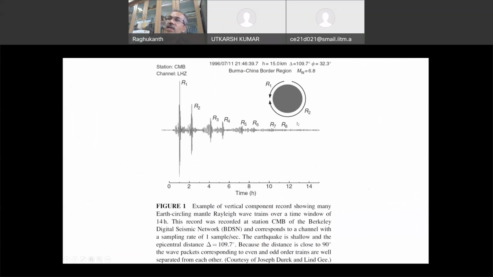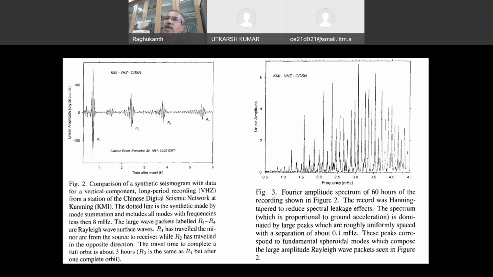Another way of looking at this information is to take the Fourier transform, the frequency content. If you plot it, you are converting time versus amplitude into amplitude versus frequency. You will see several peaks. One peak is at some 1.5 or 1.6 millihertz, then another, and of course the seismogram duration is 60 hours. The whole Earth vibrated for 60 hours during this earthquake.